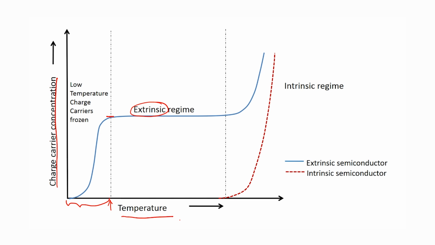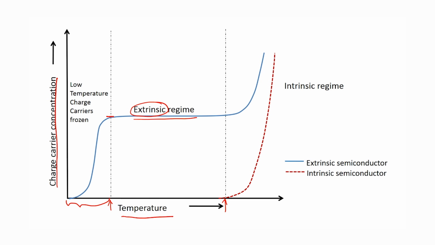Okay, so it will level off at that value, and from there on, for a fairly large range of temperature, the charge carrier concentration will remain flat. And this is the charge carrier concentration that you end up using for a variety of purposes when you are using an extrinsic semiconductor, and so this is referred to as the extrinsic regime of the semiconductor.